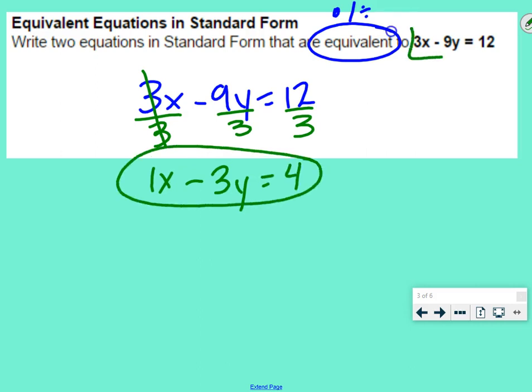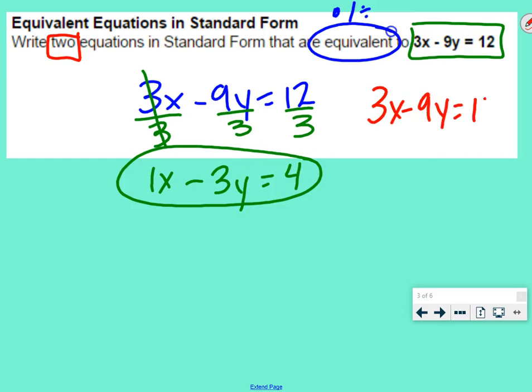So this equation and our original equation will graph the same graph. They are equivalent equations. They are the same line. So we wanted to write two equivalent equations, so we already divided. So now let's multiply. Let's take our equation 3x minus 9y equals 12, and let's multiply it by a number. Pick any number you want. I'm going to choose 4 because 4 is my favorite number.